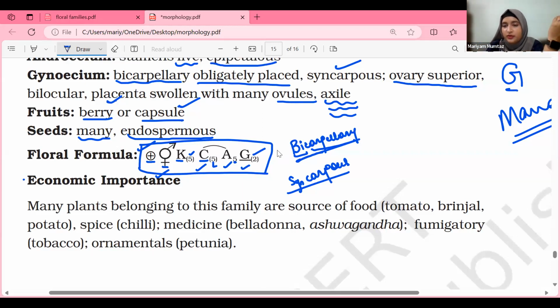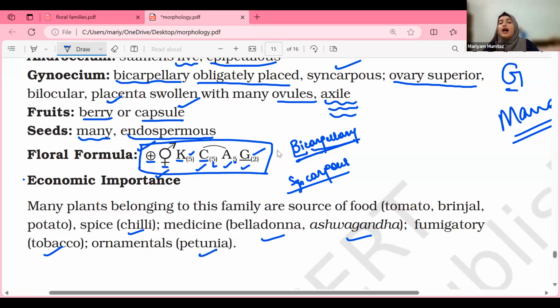Tomato we eat, brinjal we eat, potato we eat, spices like chili, that is also used in our preparation of food. Then there are so many medicinal plants of Solanaceae also, like belladonna and ashwagandha. Both of these are medicinal plants. Then there is fumigatory, something that is burned, like how people smoke tobacco, right? So anything that is smoked is known as fumigatory. Tobacco is one such example. And then there are ornamentals that are used for decoration. Plants like petunia. So these are ornamental.